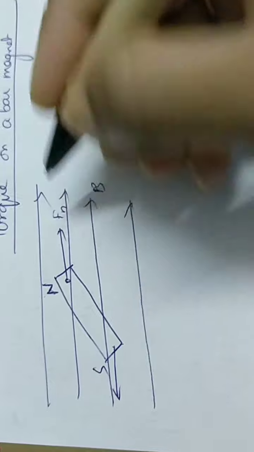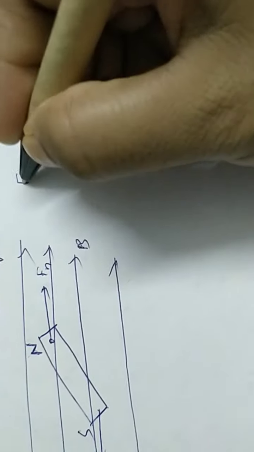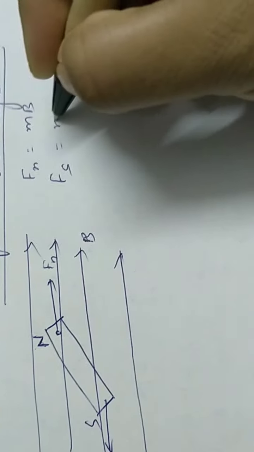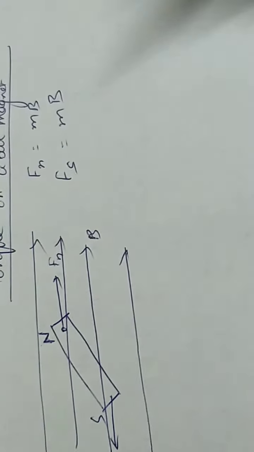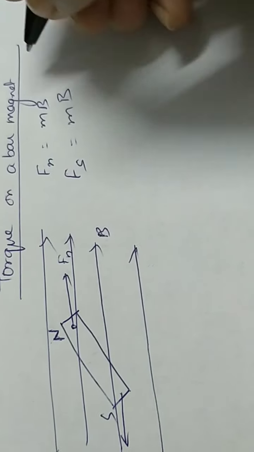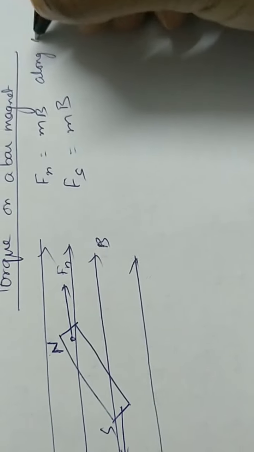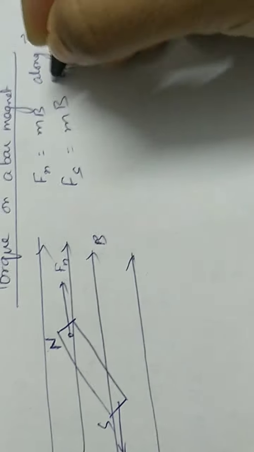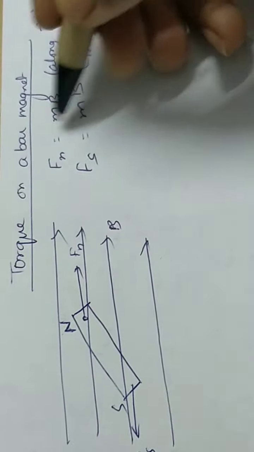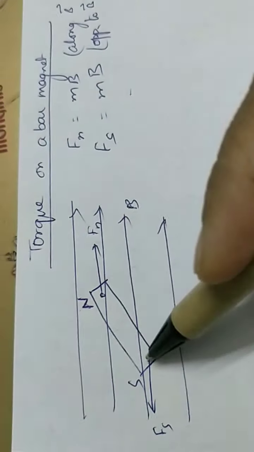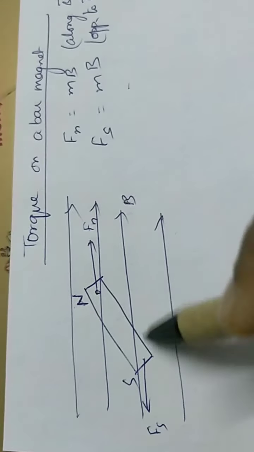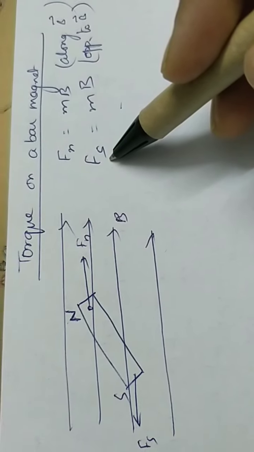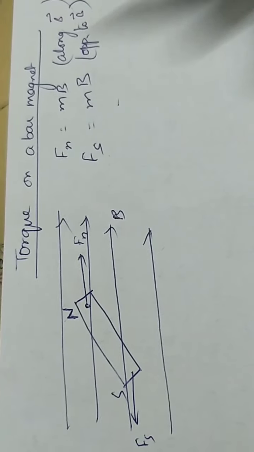This is Fn, this is Fs. The magnitude of Fn is equal to mB, and similarly the magnitude of Fs is equal to mB. They both have the same magnitude, but they are in opposite directions. This is along B, this is opposite to B. These two are equal and opposite, but their lines of action are different. They are not on the same line, so they form a couple, and that is the reason why there will be torque.